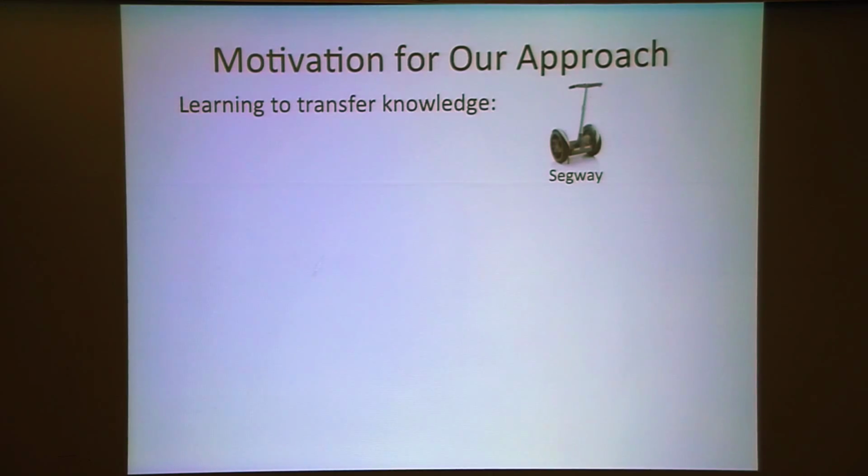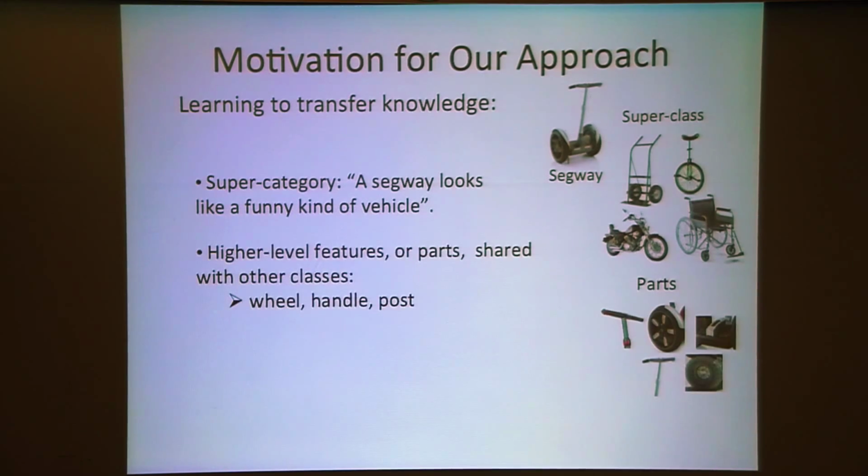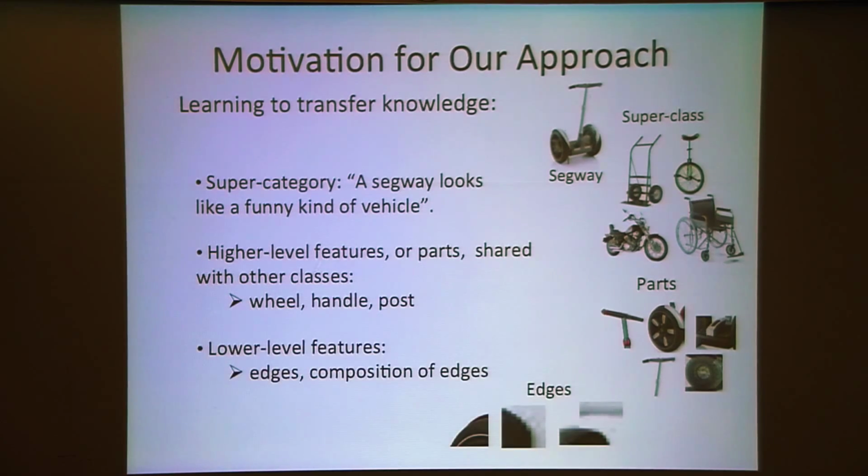The motivation is fairly simple at the high level. Imagine that you're seeing that particular object, and it's the first time you're seeing that object. Well, you can say there is a notion of supercategories. A Segway might look like a funny kind of vehicle, and you might know a lot about vehicles. There is a notion of high-level parts that are shared with other classes, like wheel, handle, and post. And there is also a notion of low-level features, like edges and combinations of edges that get composed into parts, and then parts get composed into objects. And there is a certain relationship between these objects and the Segway, right?